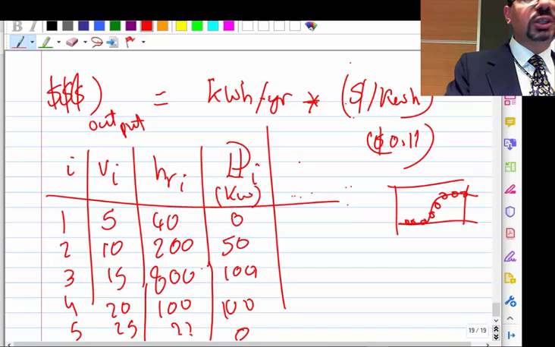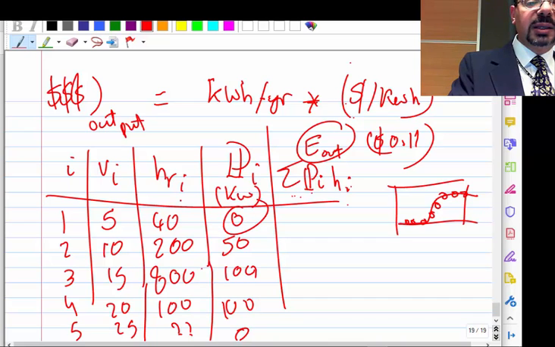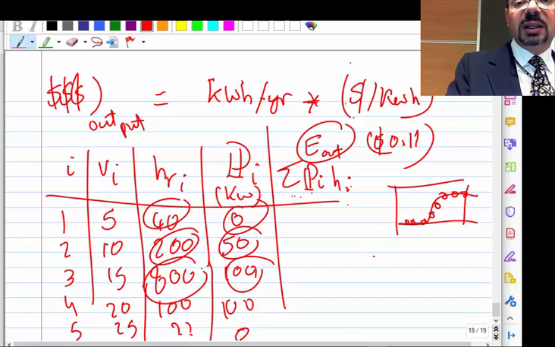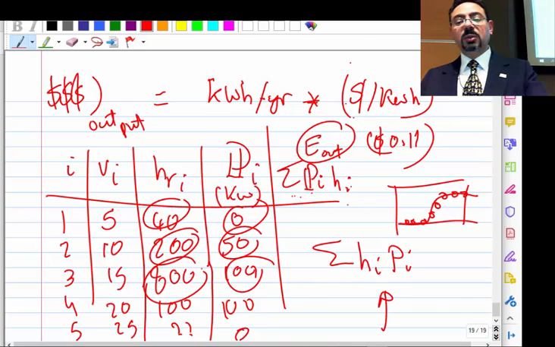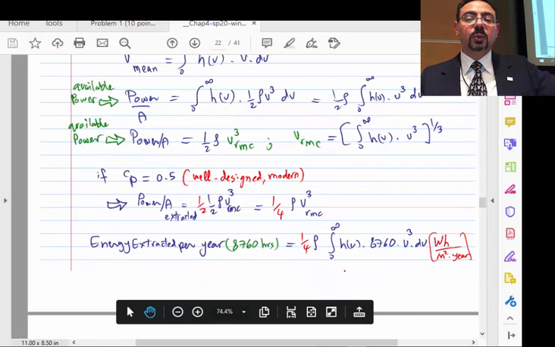And to come up with the energy, it's what? Sigma P_i, the power, multiplied by H_i. This is the energy out. You have to multiply this times this times this, 10. So rather than doing this summation of the H times the P, if you have the equation, you will simply just do the integration. And that's what they are trying to come up with over here.